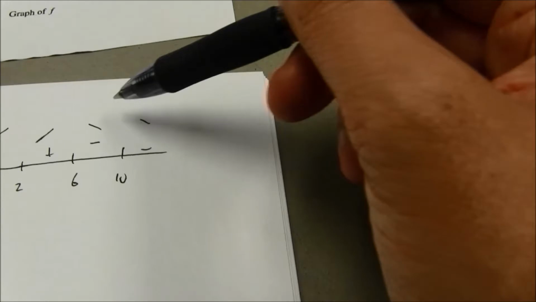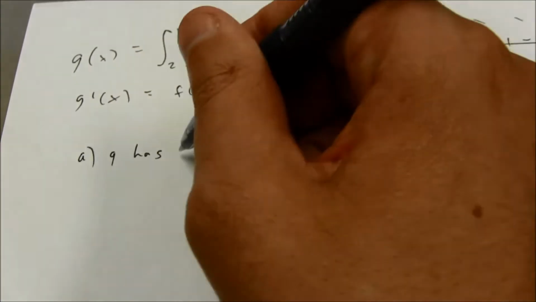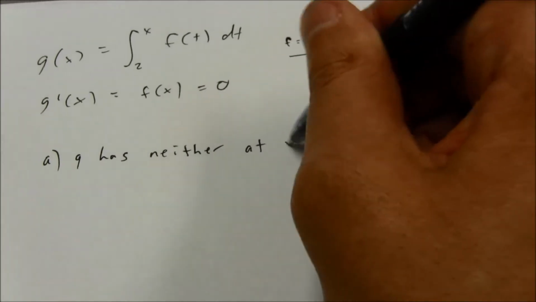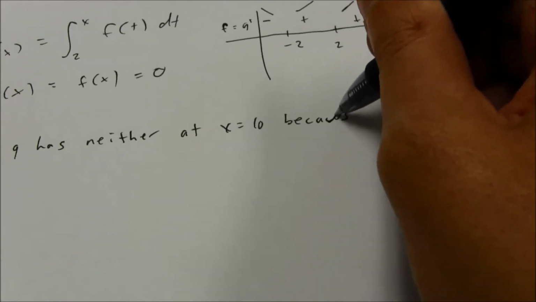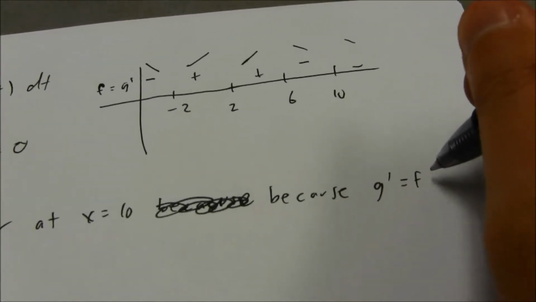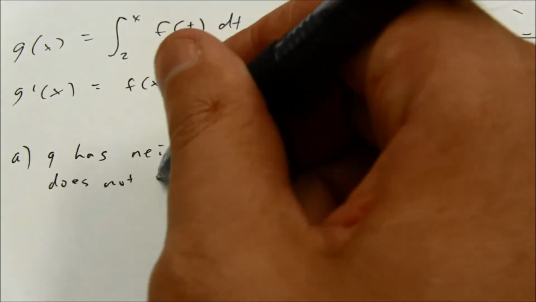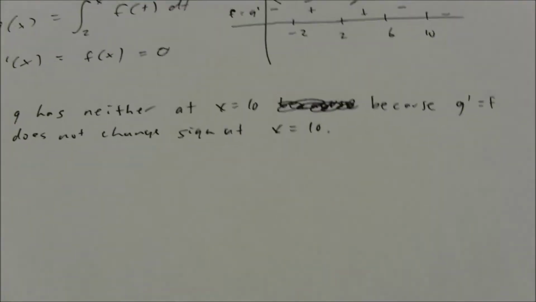So if you look at 10, there's neither a maximum nor a minimum because the derivative of g, which is f, does not change signs at 10. So I can say something like, g has neither at x equals 10 because g prime, which is the same thing as f, does not change sign at x equals 10. Okay, so that's my answer for the first part.